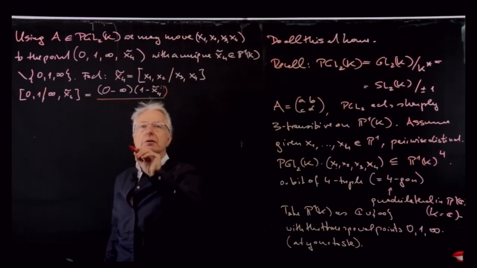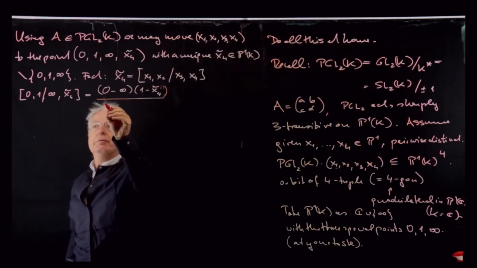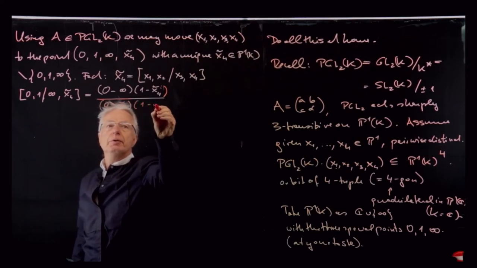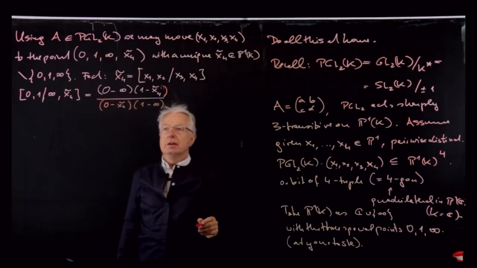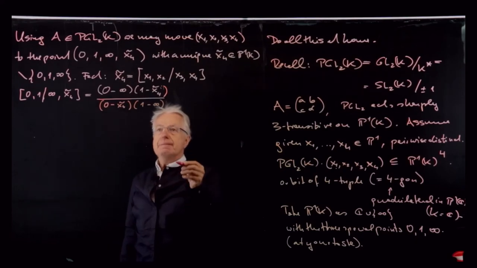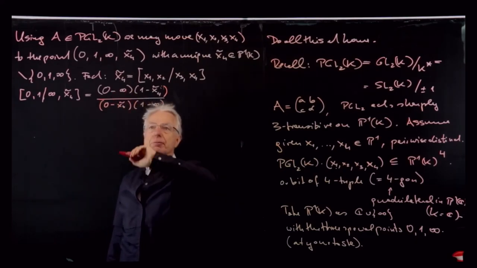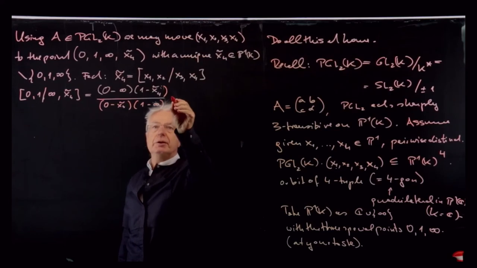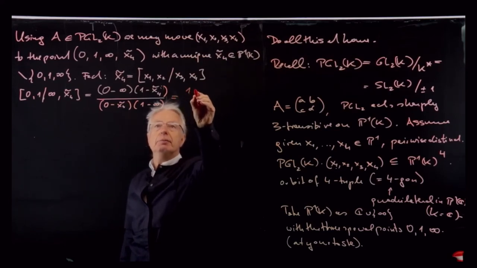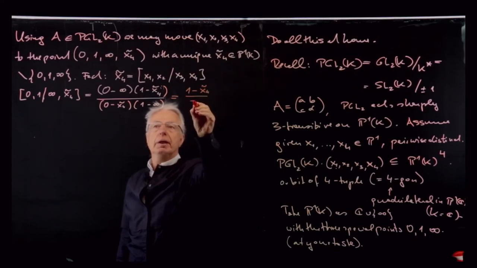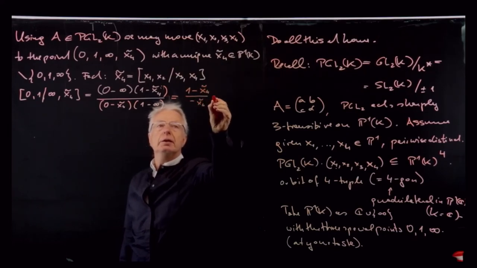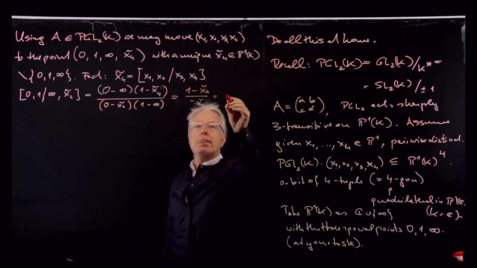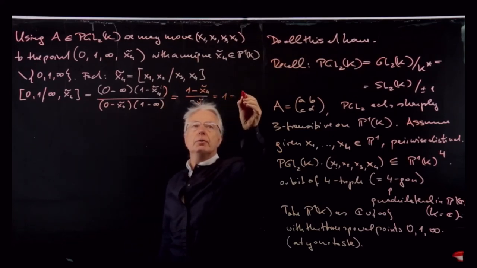We don't care to have infinity inside. And then we have 0 minus x4 tilde, 1 minus infinity. So now we have to work correctly. And you see that 0 minus infinity gives minus infinity. Below you also have minus infinity, so you can cancel infinity. You get 1 minus x4 tilde divided by minus x4 tilde, which will give you 1 minus 1 over x4 tilde.